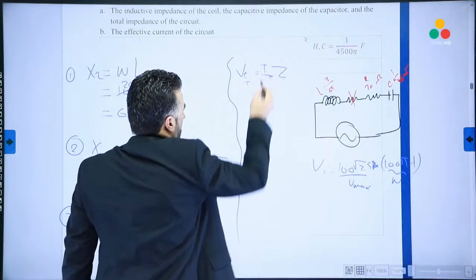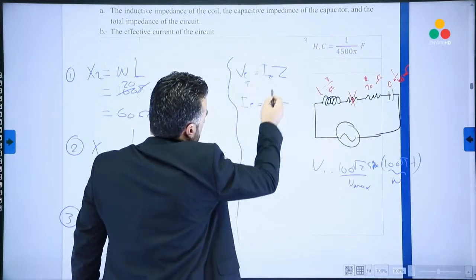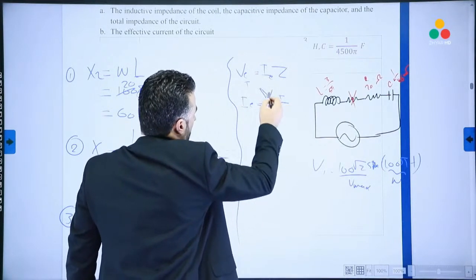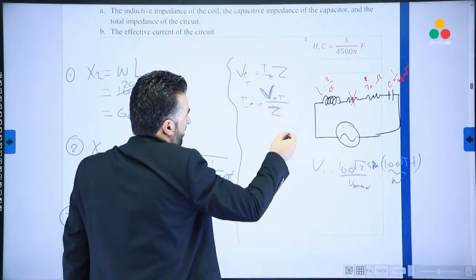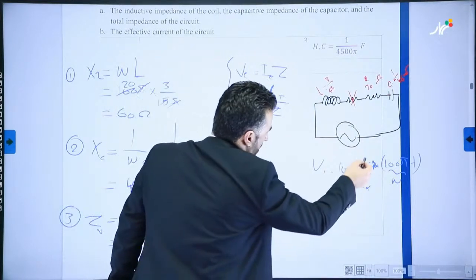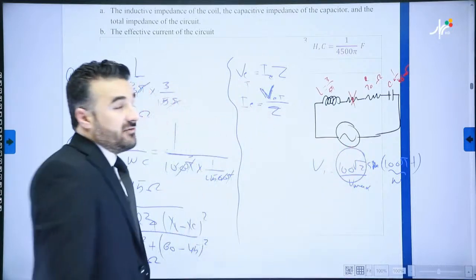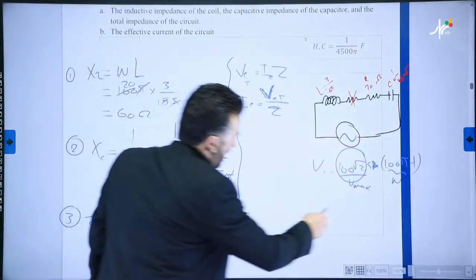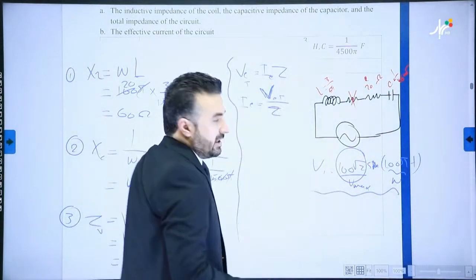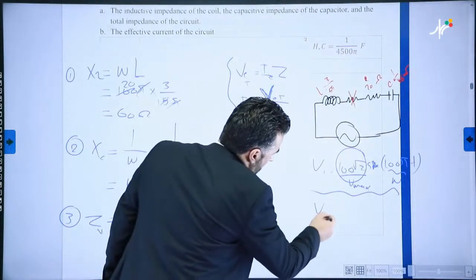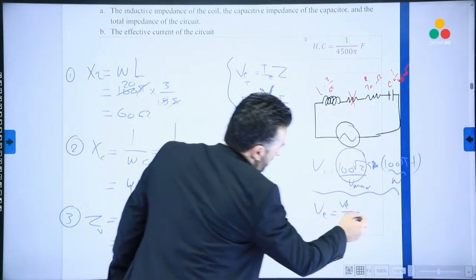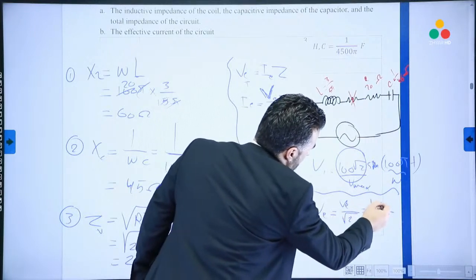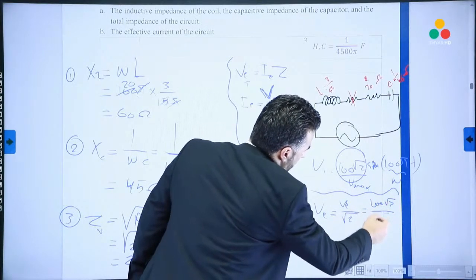So we want the effective current. So effective current equals V effective total, or the source, divided by this. But remember this, don't you go and try this one here, because this is not the V effective. This is V maximum. So how do you convert this one to V effective? We've learned that V effective equals V maximum over the square root of 2. So we have V effective, that is 100 square root of 2 divided by this square root of 2.